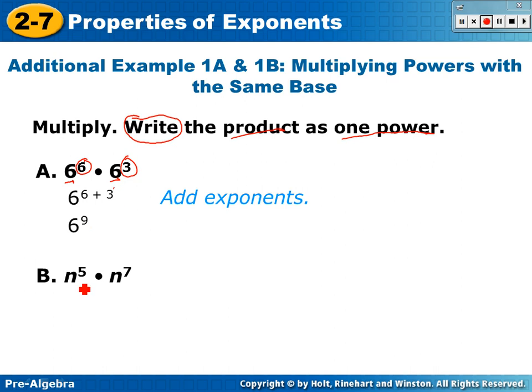Now if I take a look at the next one, I have n to the 7th times n to the 5th times n to the 7th. Again, I notice their bases are the same. So this works with variables, or I can also use it with whole numbers. I add the exponents because the bases are the same. So we have 5 plus 7, which gives us 12. So it'll be n to the 12th power.